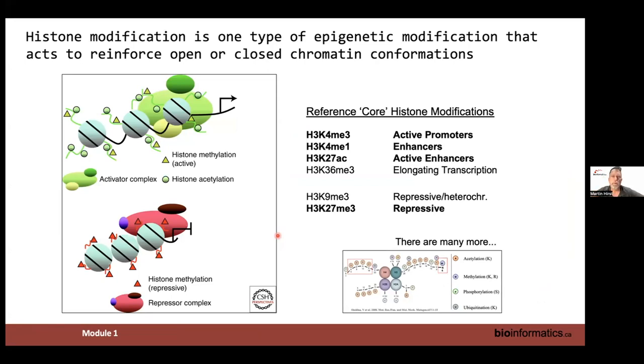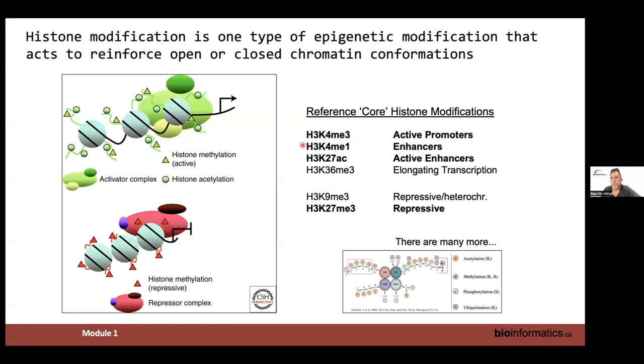Hopefully most people here are aware of them, but just to remind us, they come in two main flavors. Activating modifications include, for example, H3K4 trimethylation and H3K4 monomethylation, which mark active promoters and enhancers respectively, and H3K27 acetylation, which marks active enhancers. And they also come in repressive states. This includes, for example, polycomb, H3K27 trimethylation. And in fact, H3K27 trimethylation is one of the modifications that's most often disrupted in many common diseases, including many cancers.